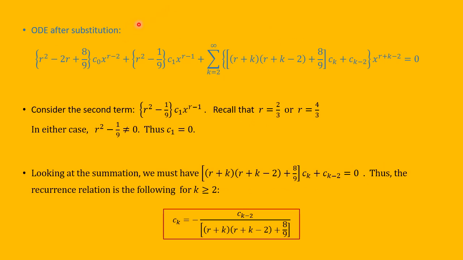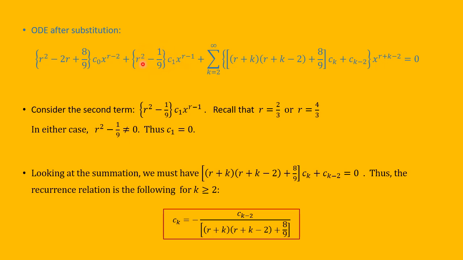So after substituting the infinite series into our differential equation, we got this stuff equals 0. And we saw that looking at the term here involving c naught x to the r minus 2, this was just the indicial equation that gave us r equals 2/3 or 4/3. So then we can go on to the next term, r squared minus 1/9 times c sub 1 times x to the r minus 1.